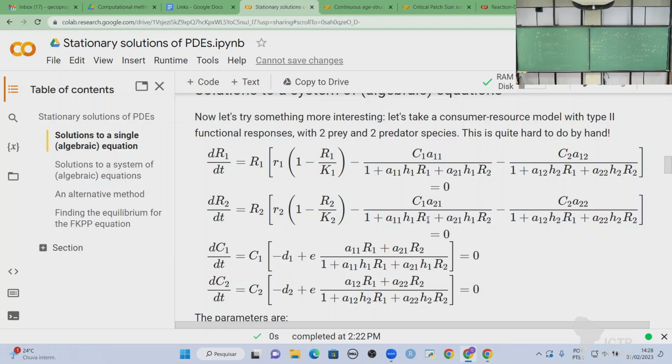With all of the 4 species, okay? Yeah? And then what we're going to do, we are going to try and find all of them using fsolve, okay? So it depends on which are the initial guesses, okay? Which are the initial guesses.